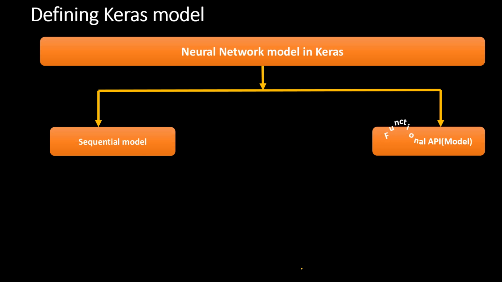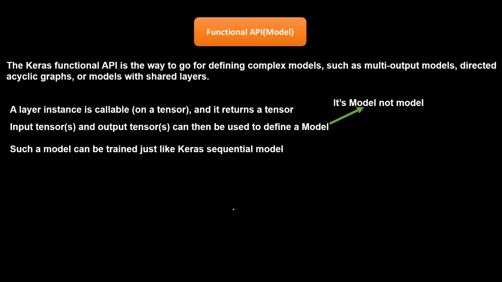So we talked about the Sequential model. Now let's look at how we can define the same models, like convolutional neural network, recurrent neural network, or MLP, through the functional API. Okay, so the Keras functional API is actually used for defining complex models which will have multiple outputs, multiple inputs, or multi-modal networks or any such things.